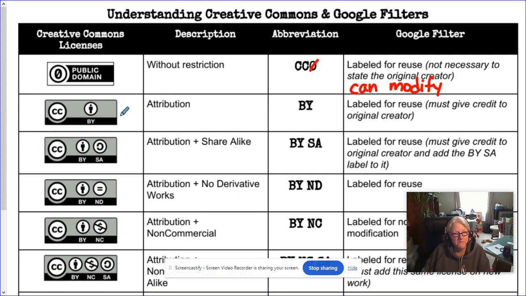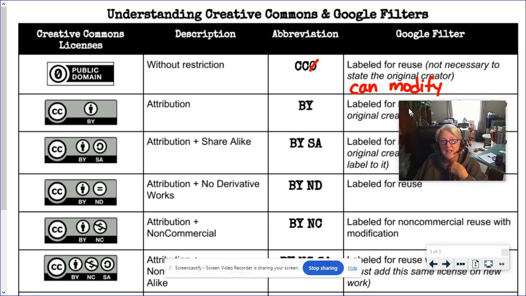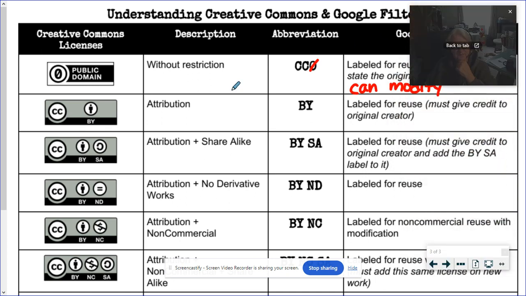Second one, it's called attribution. The letters are BY for by, and you see the icon is a person. Notice this one is on every single combination now for Creative Commons. So it's always going to have who created it and give them credit. All right, I'm going to move myself up here now, so that you're always going to see the person.